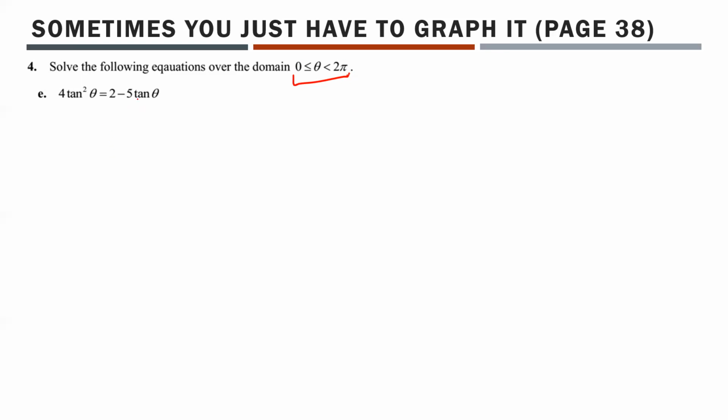How I would go about solving this one is get everything to one side. So 4 tan squared theta, we'll add 5 tan theta to the other side, so plus 5 tan theta, and then we'll minus this 2 over. So minus 2 equals 0.